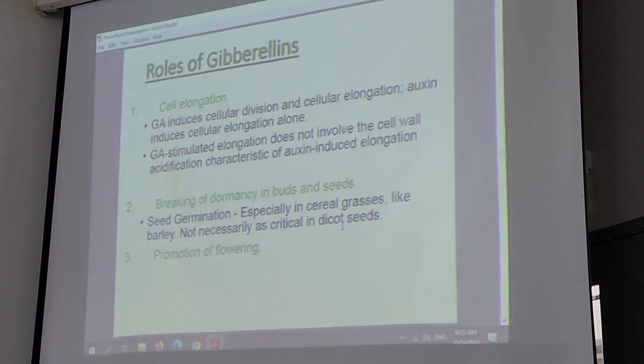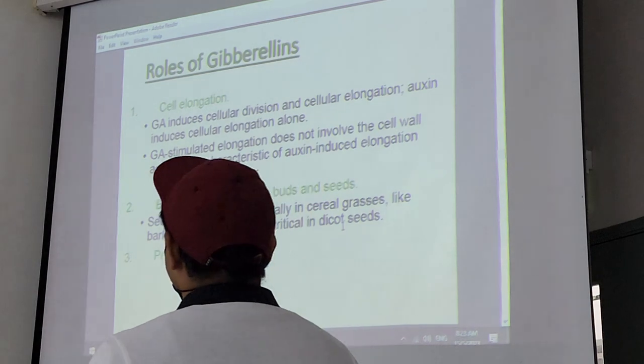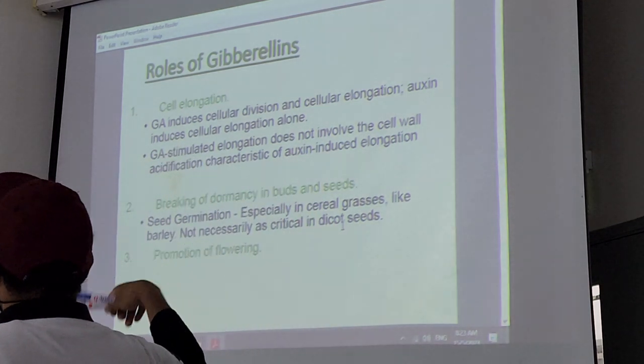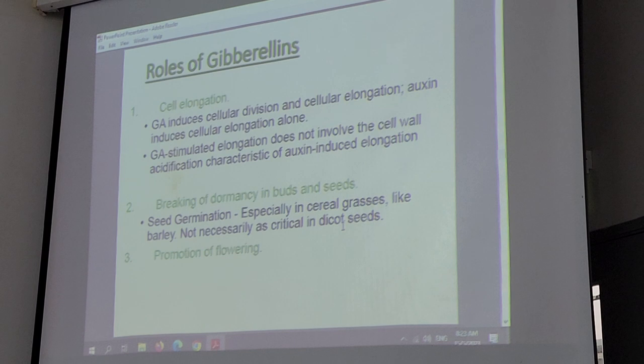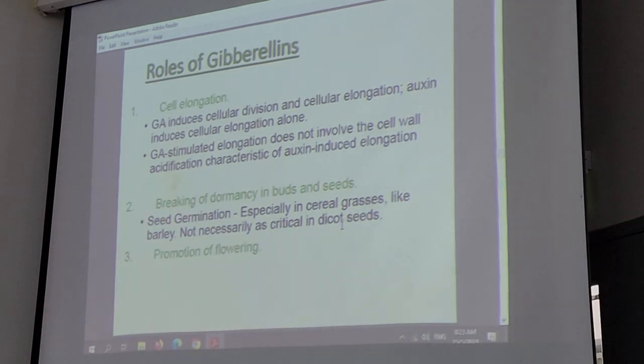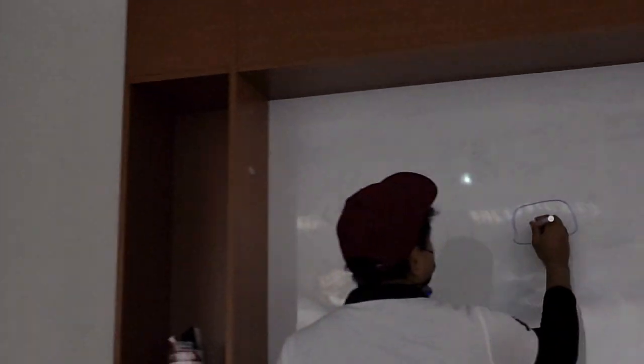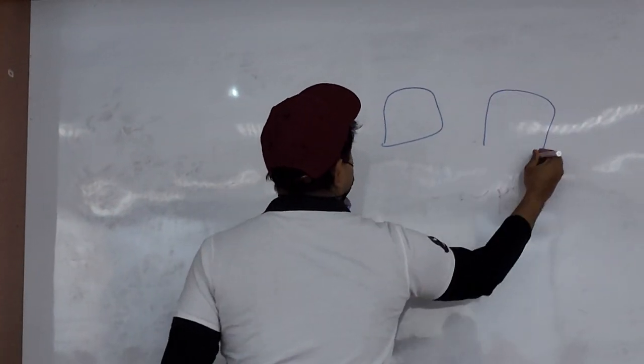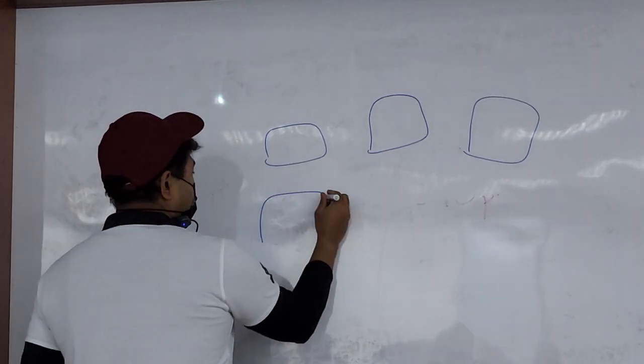So, it promotes cell elongation, pretty much like auxin, but it isn't involved in cell wall acidification like auxin. That's the difference, okay? The way gibberellic acid causes elongation, I think it just makes the cells become detached. You see, plant cells are actually not freely roaming like that. No, they are actually connected.